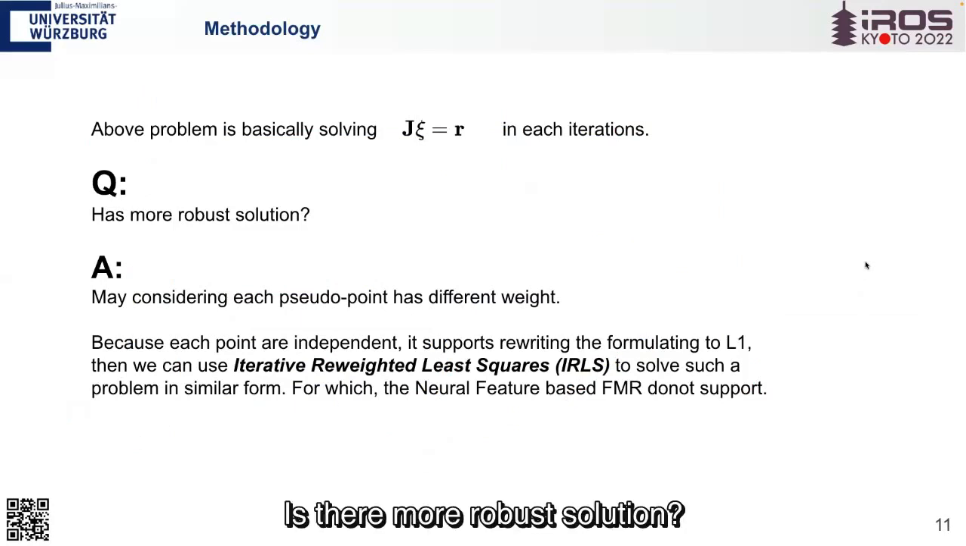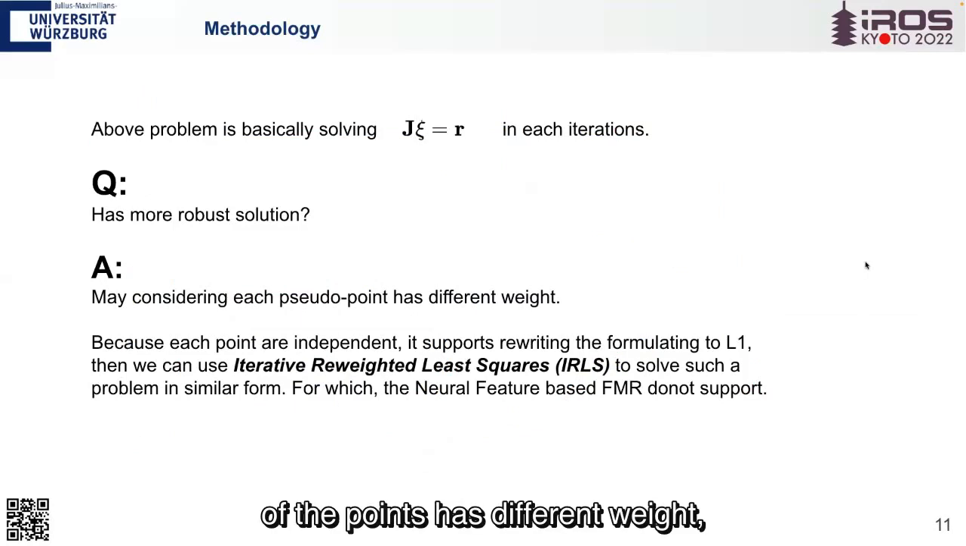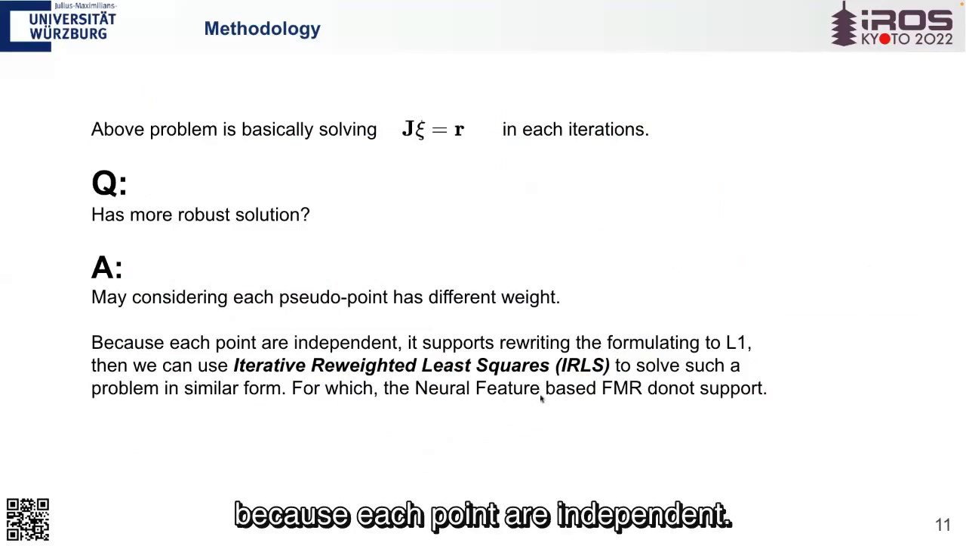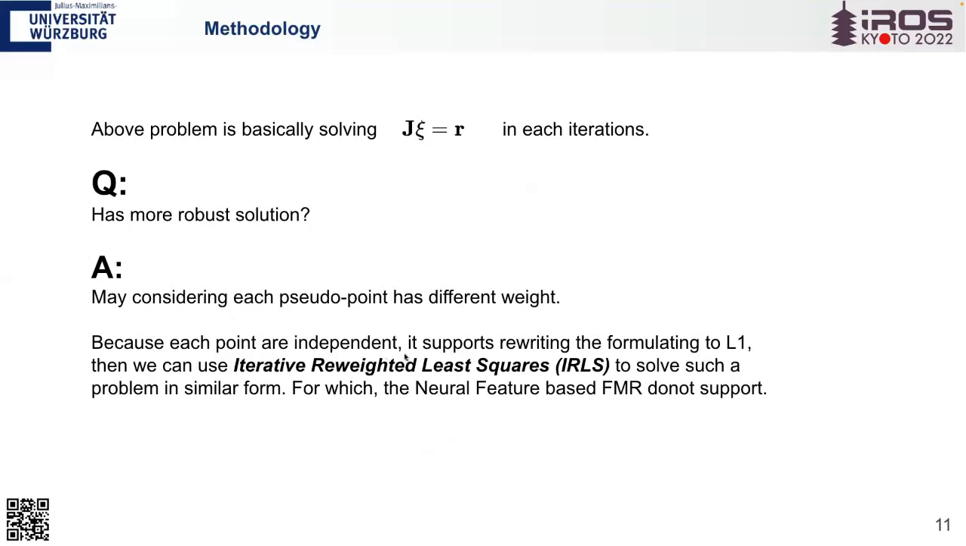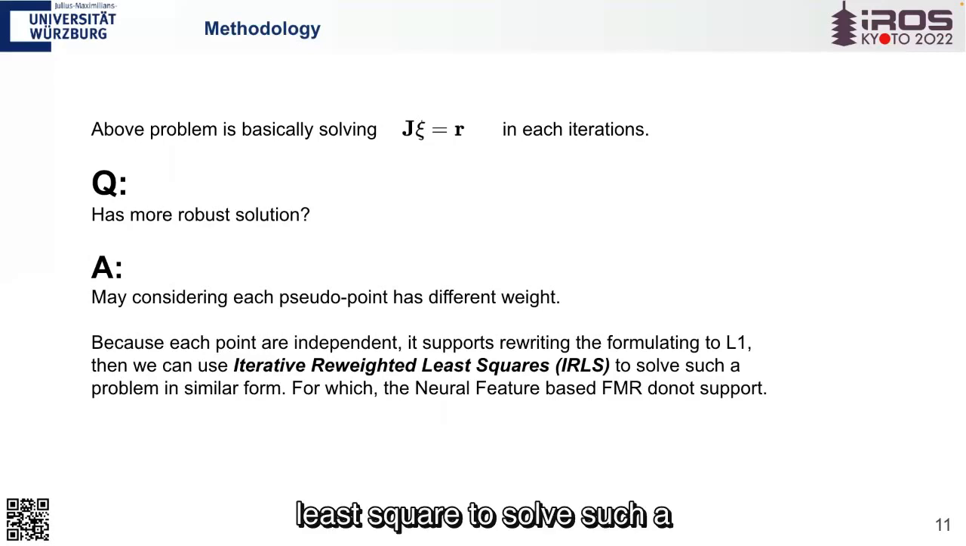Is there a more robust solution? Our answer is that we may consider each pseudo point to have a different weight, because each point is independent. It supports rewriting the formula into L1 form. Then we can use iteratively reweighted least squares to solve such a problem in a similar form, which the neural feature-based FMR does not support.